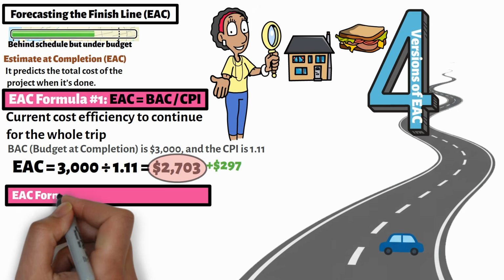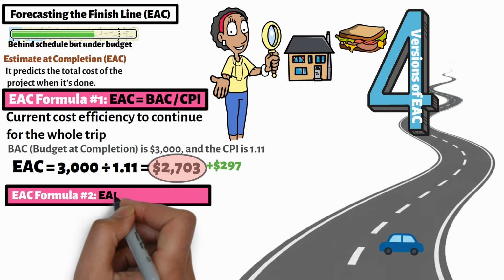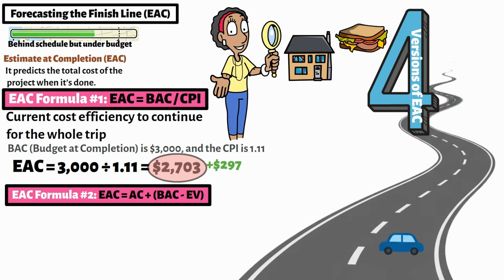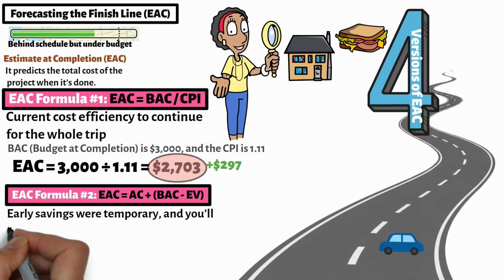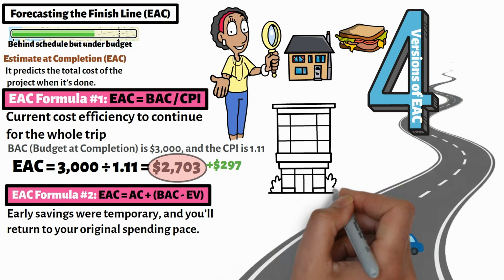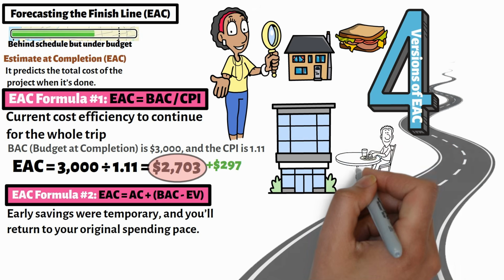The second EAC formula is EAC equals AC plus BAC minus EV. This version assumes early savings were temporary and you'll return to your original spending pace. In other words, you were frugal early on, but now you plan to loosen up for the remainder of the trip, maybe enjoy nicer hotels or treat yourself to some good meals.